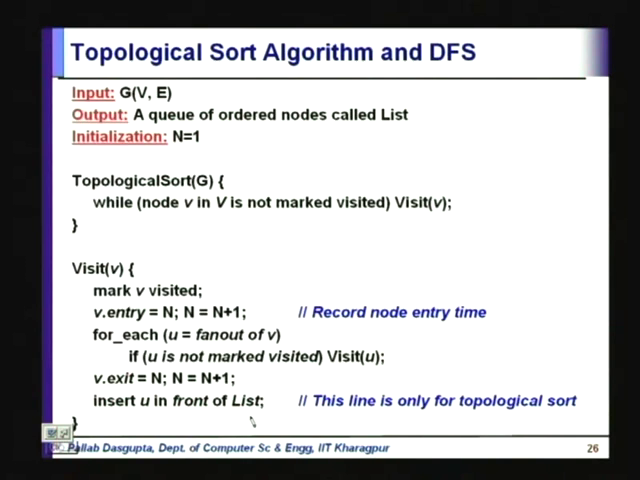Why? Because the numbers are increasing and we want to finally start evaluating them from the largest exit number. So, that is why we keep on entering them into the front of the list. Finally, when we are done, then the front of the list has the largest exit number, right. Clear? Any questions about this?